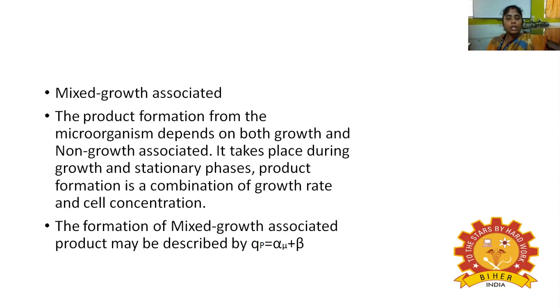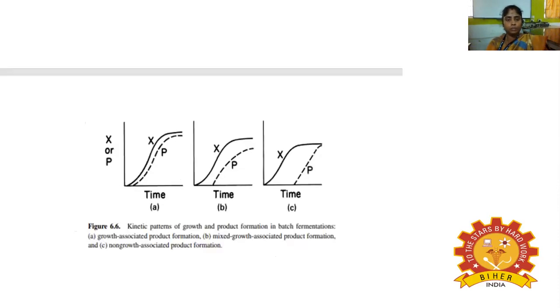This equation is called the Luedeking-Piret equation, which is used to determine the product formation rate. QP is equivalent to alpha mu plus beta, based on the growth associated as well as the non-growth associated product.